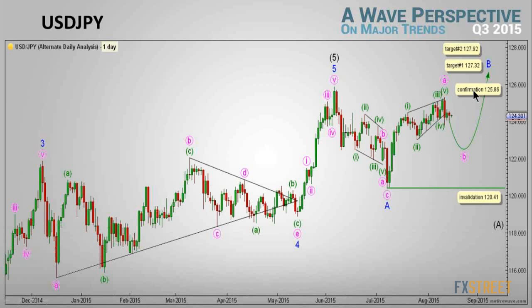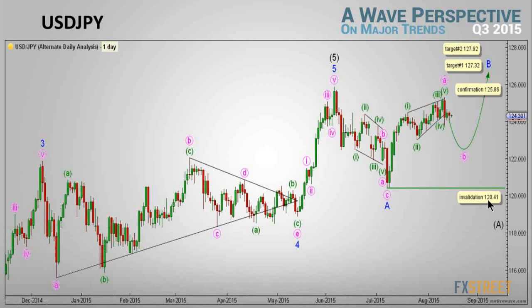This count will be confirmed by movement above 125.86, and the first resistance point is at 127.32, as at that level wave B blue will reach 1.272 of wave A blue, and the final target, which is the common target for B waves within expanded flat corrections, is at 127.92, as at that level wave B blue will reach 1.38 the length of wave A blue.